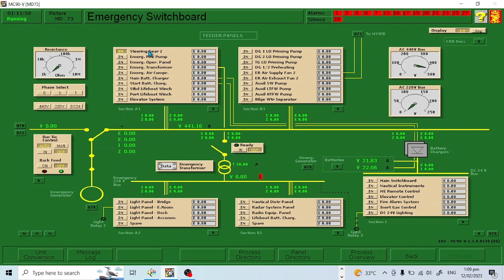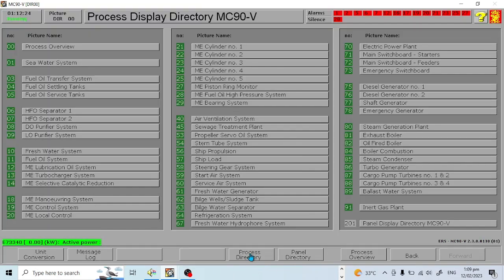So what if there is a fire? We will close this breaker so that in case of emergency, like fire emergency, we have emergency fire pump to supply water to combat the fire. How about this emergency operating panel? We will close this emergency operating panel. What is this emergency operating panel? Go to process directory.